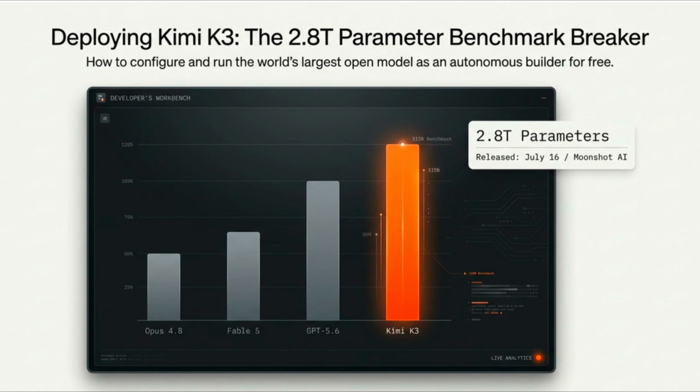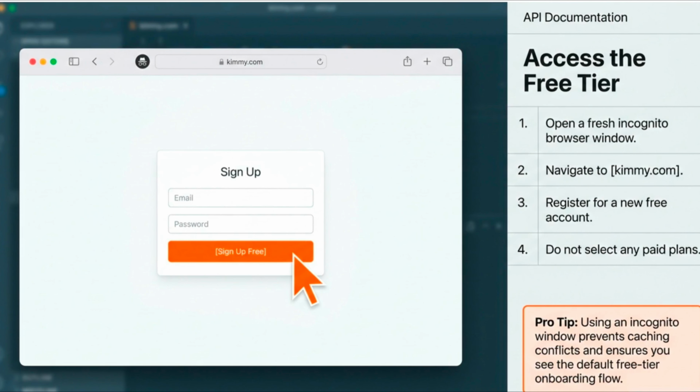Kimi K3 is a powerful 2.8 trillion parameter model. This video will show you how to configure and run this open model as an autonomous builder for free. To access the free tier, open an incognito browser window and navigate to kimmy.com. Register for a new account, but be sure not to select any paid plan.